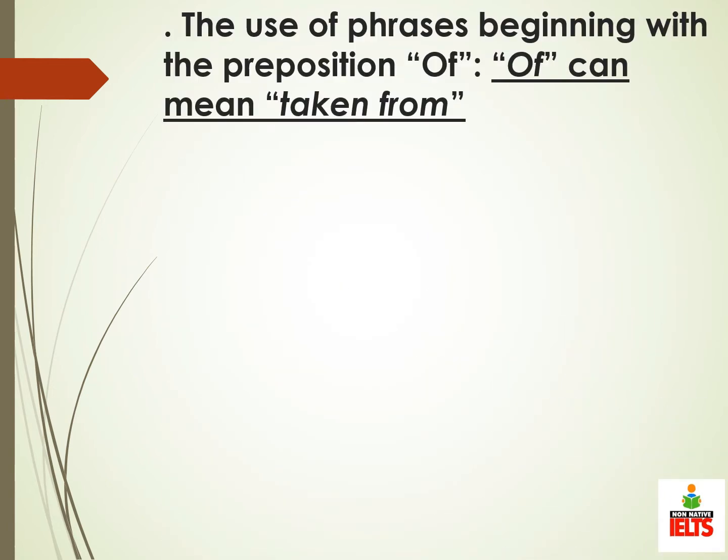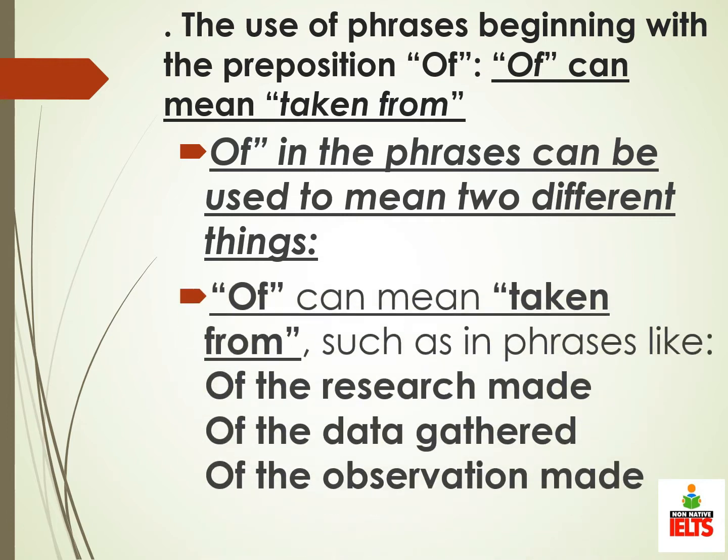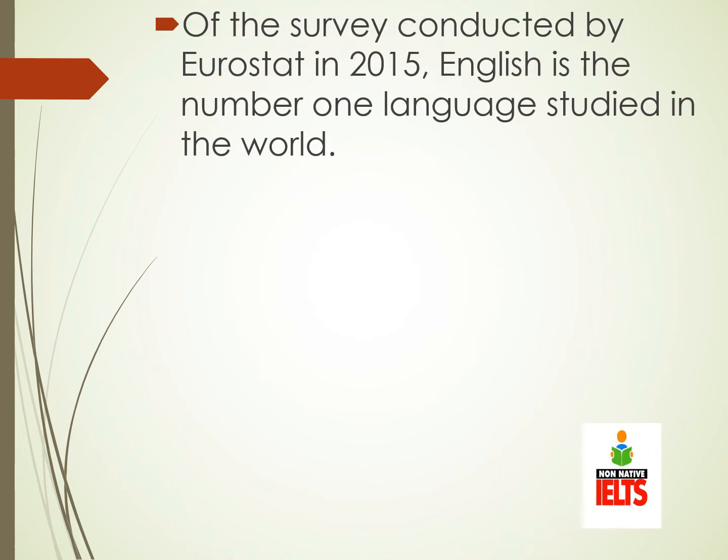The use of phrases beginning with the preposition of. Of can mean taken from here. Of in the phrases can be used to mean 2 different things. Of can mean taken from, such as in phrases like of the research made, of the data gathered, or of the observation made. Of the survey conducted by Eurostat in 2015, English is the number 1 language studied in the world.